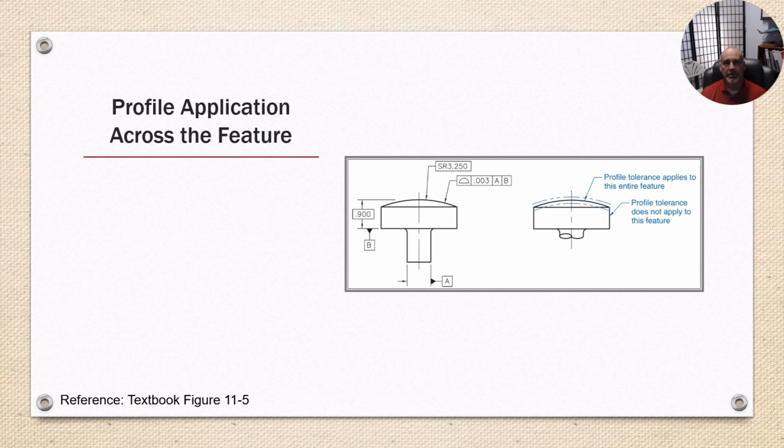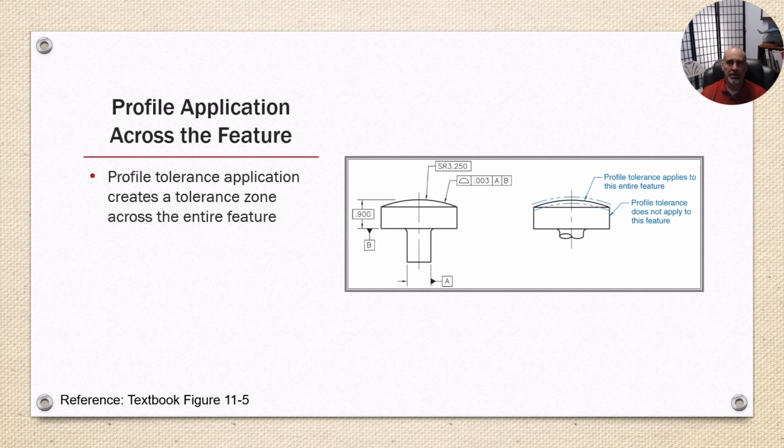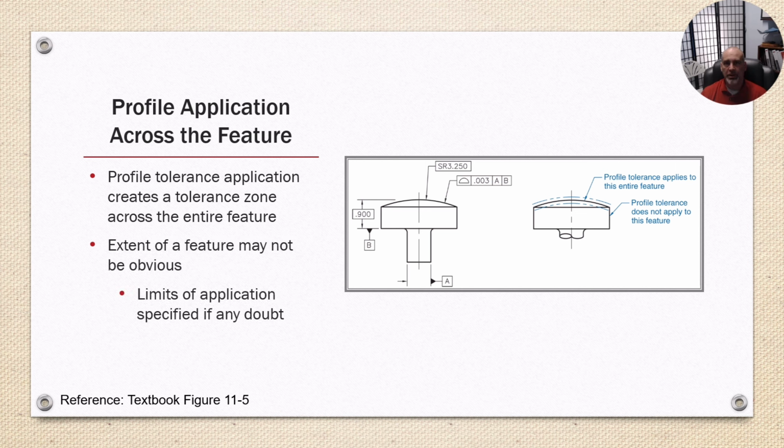Profile application across the feature. The profile tolerance application creates a tolerance zone across the entire feature. The extent of a feature may not be obvious, and limits of the application specified if any doubt. So if we look at our image on the right, we have a spherical radius of 250 thousandths with a profile tolerance of 3 thousandths. And if we look in the right side of the view, it simulates what that surface should look like.